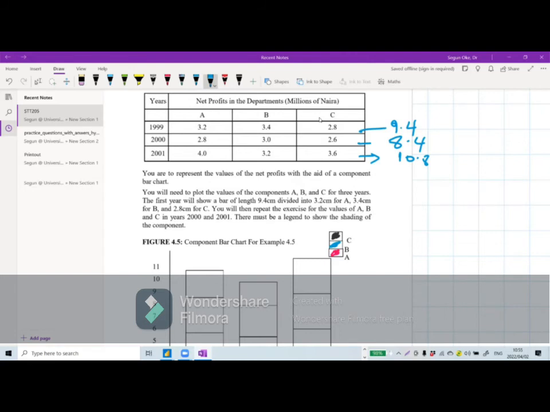So now they said you are to represent the value of the net profit with the aid of component bar charts. You will need to plot the value of the component A, B, and C for 3 years. For the first year, show the bar of length 9.4 centimeter divided into 3.2 for A, 3.4 for B, and 2.8 for C centimeter. You will repeat the exercise for the value ABC in the other years.